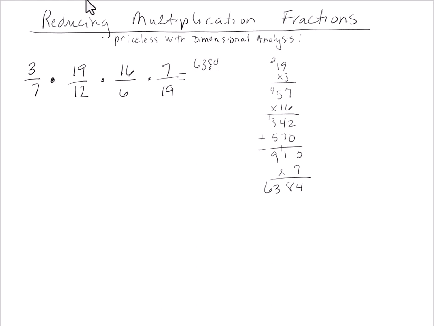Now let's multiply across the bottom. 12 times 7. Then we have to multiply by 6. Then we multiply by 19. So the answer here is 9,576. Now what we must do with this fraction is reduce it into simplest terms.